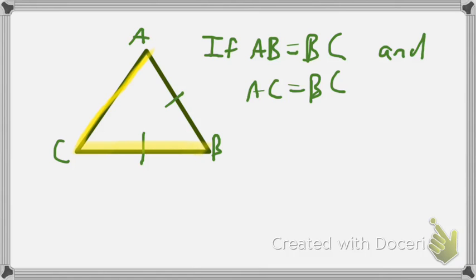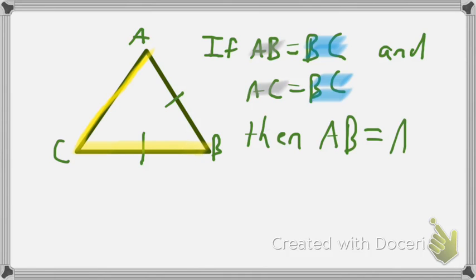Well, if both AB and AC are equal to that same length BC, then what I can conclude with the transitive property is that AB has to be equal to AC. Alright, so really all three segments are congruent to one another.